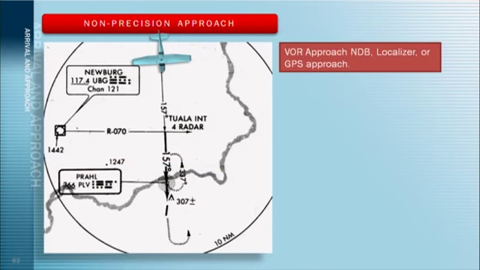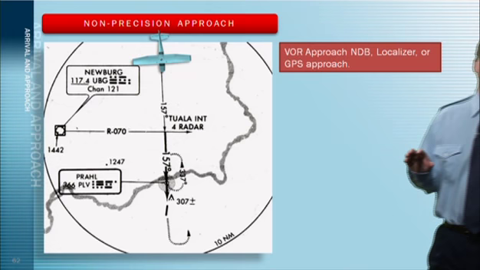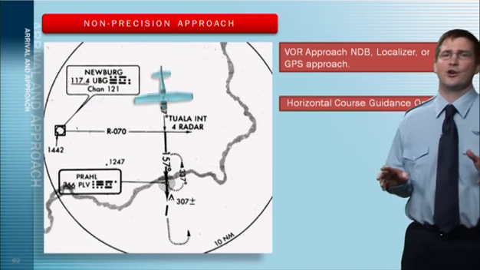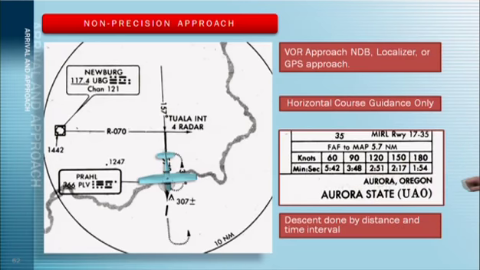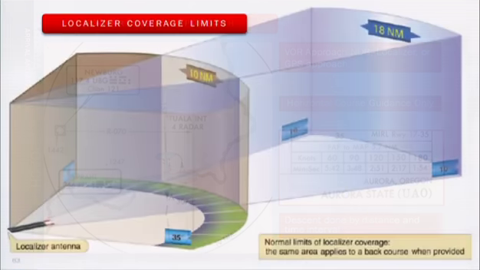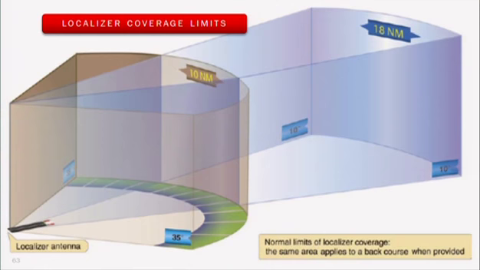In a non-precision approach, the aircraft only receives horizontal guidance. Vertical guidance is provided by combining time and distance along a specific route. This graphic illustrates localizer coverage and course width. Note that the width is 10 nautical miles, the coverage is 35 degrees of the straight-in approach course, and when within 18 nautical miles out, the coverage is just 10 degrees of the straight-in approach course.